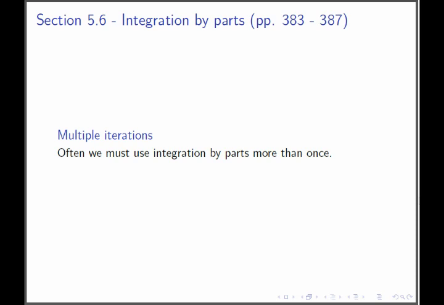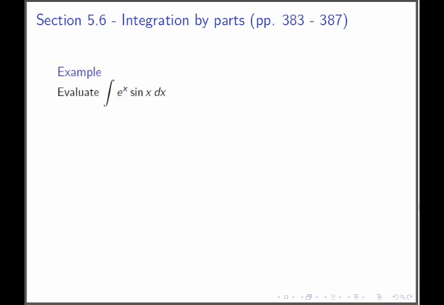Sometimes we do need to use integration by parts more than once. Okay, here's a good example of this. This is a product of two functions, e to the x and sine x. So let's see, which function should be u and which should be dv. ILATE says that the exponential function should almost always be our dv, right? It's the last in the acronym, and trigonometric comes before exponential. So let's make the trigonometric function our u, and let's make dv equal to e to the x dx.